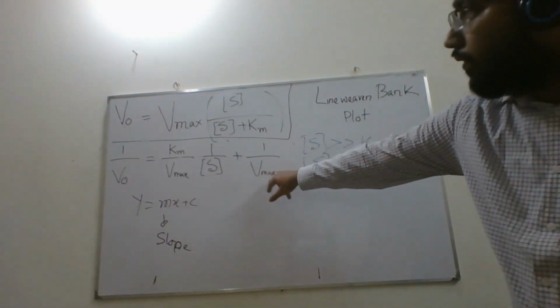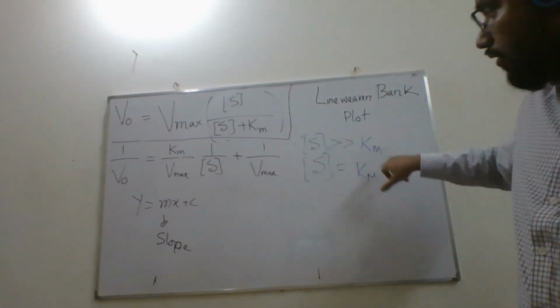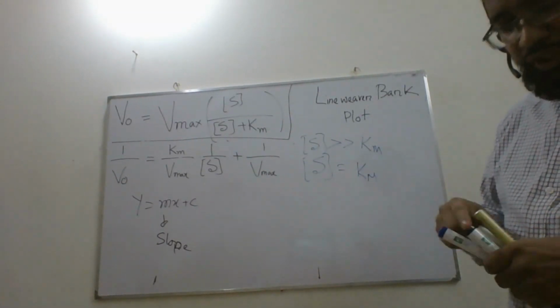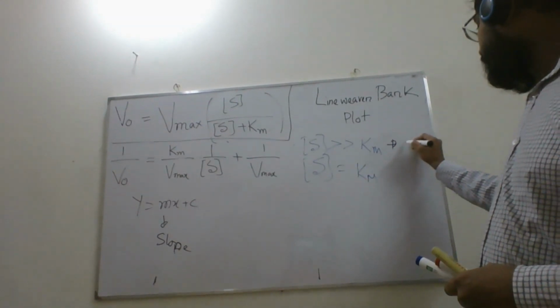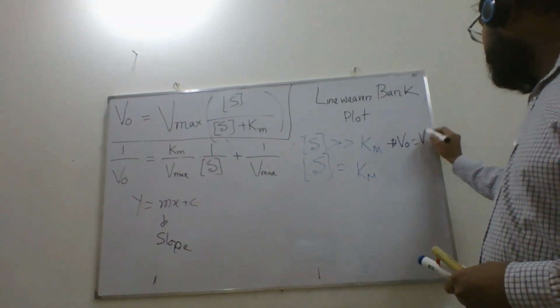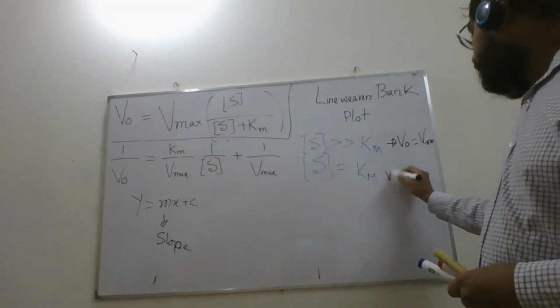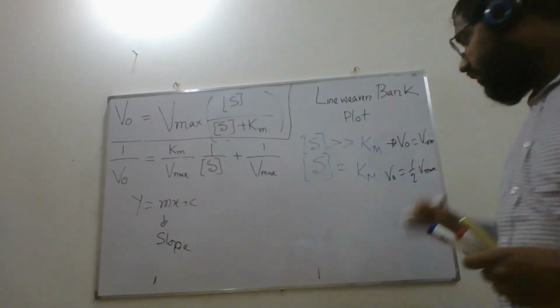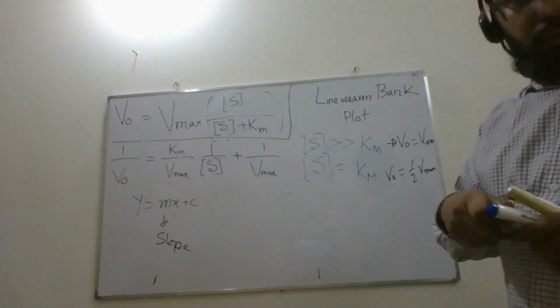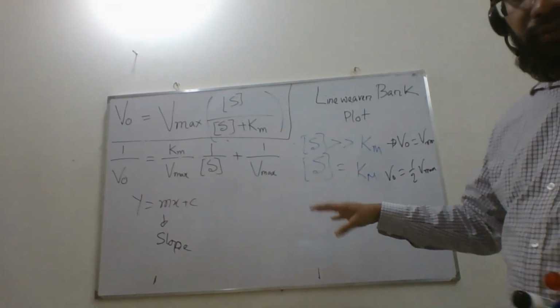So this is the Lineweaver-Burk plot. This is Michaelis-Menten, and these are two conditions. For this one, we will get V0 equal to Vmax, and for this one, we will get V0 equal to half Vmax. That's it. The total lesson is here.